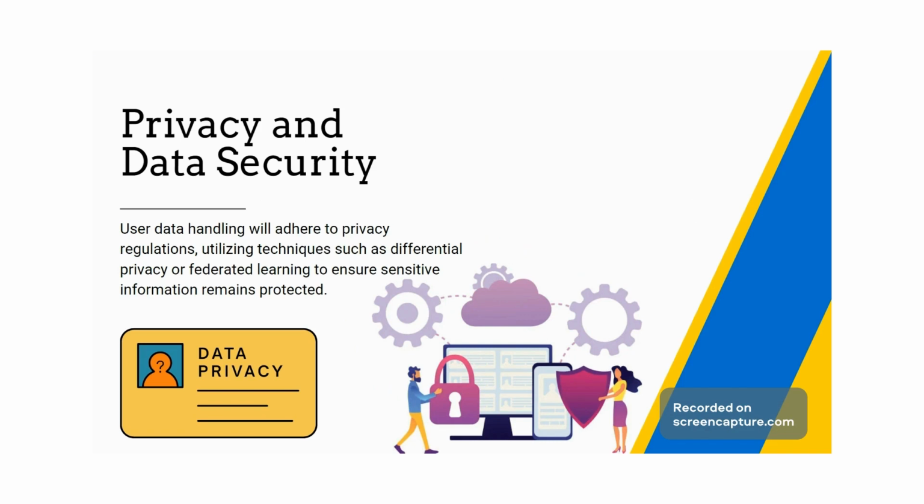Noise is added to user data before any analysis to protect individual privacy. This noise ensures that individual contributions cannot be reverse engineered from the aggregated data. User data remains on individual devices. Model updates are sent to a central server, aggregated and used to improve the global model. The central server never directly accesses user data.